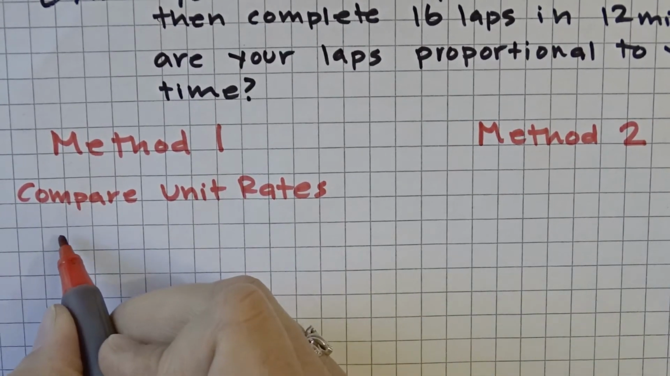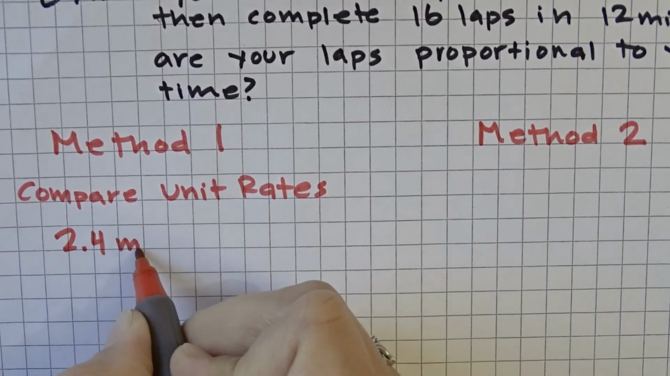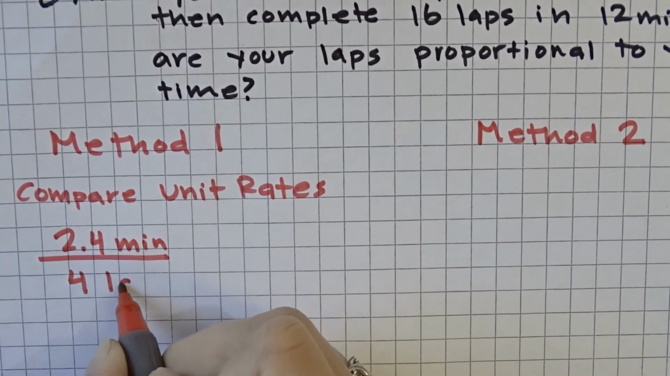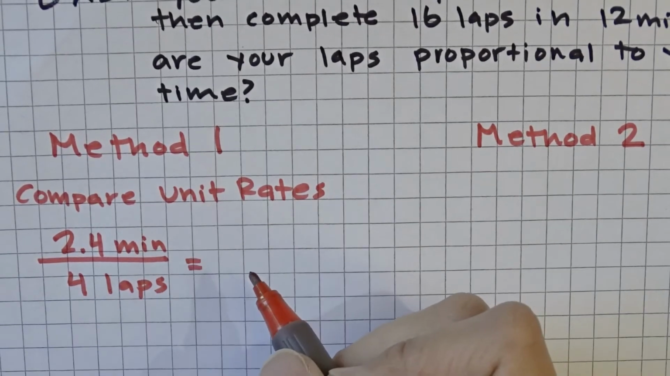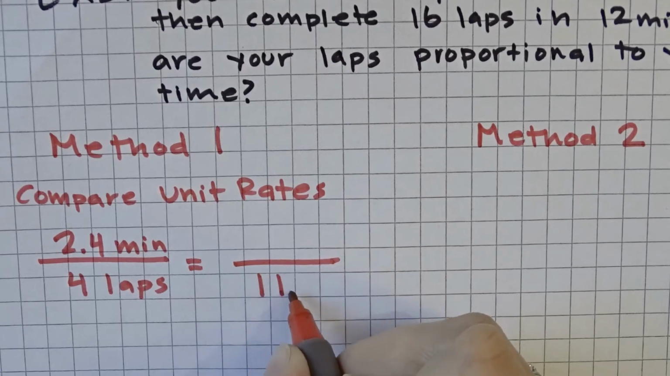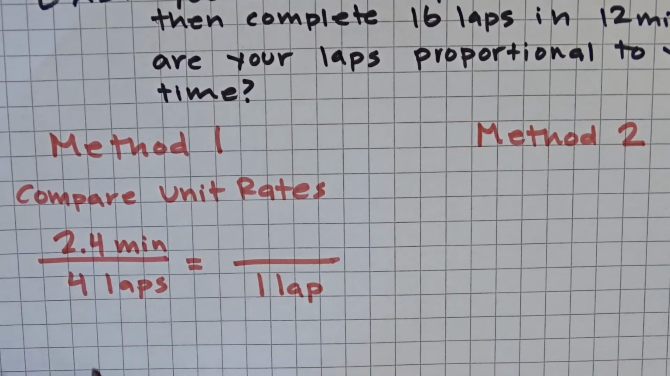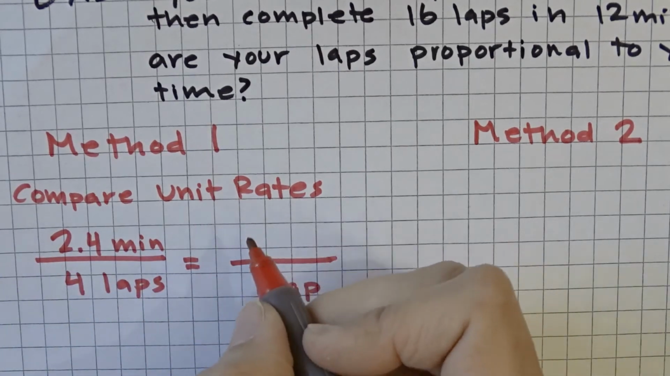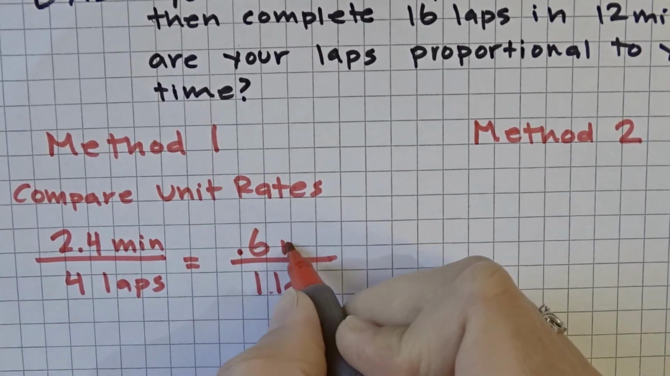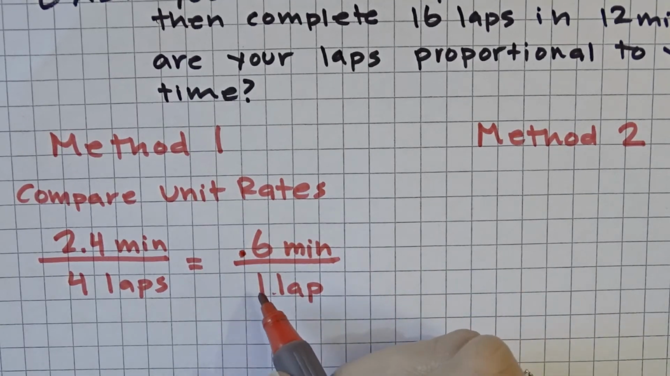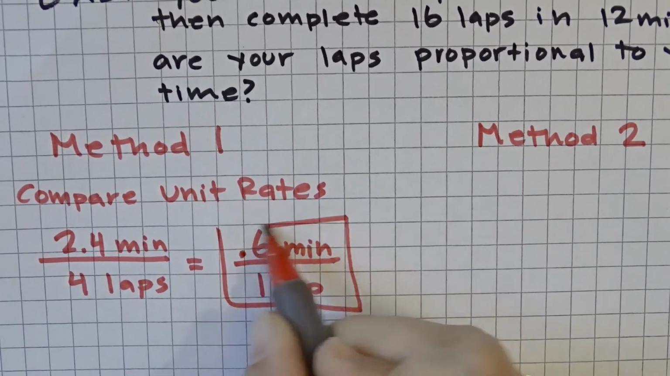How much time does it take you to do each lap? So we know that it's 2.4 minutes for 4 laps. And I want to find the unit rate, I want to know how long it takes you to do 1 lap. So 4 to 1, that means I divide by 4. 2.4 divided by 4 gives me 0.6. So 0.6 minutes per lap. That's my rate.